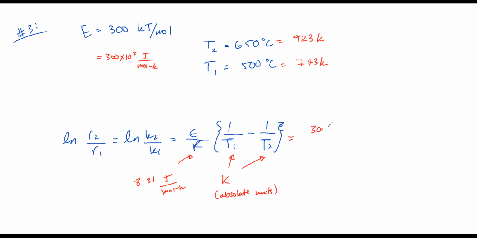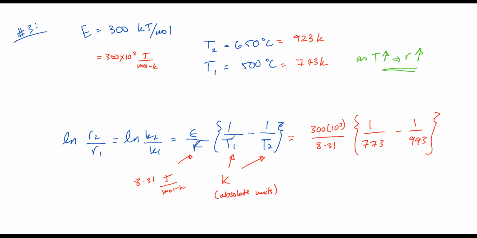So now it just becomes a matter of plugging in. You're going to get 300 times 10 to the 3 divided by 8.31, multiplied by 1 over 773 minus 1 over 993. And again, be very careful. T1 and T2 is also very common to get wrong. A simple way to know if your calculations are right or wrong is to look at your final answer. As temperature increases, your reaction rate must increase, right? There's no way around it.